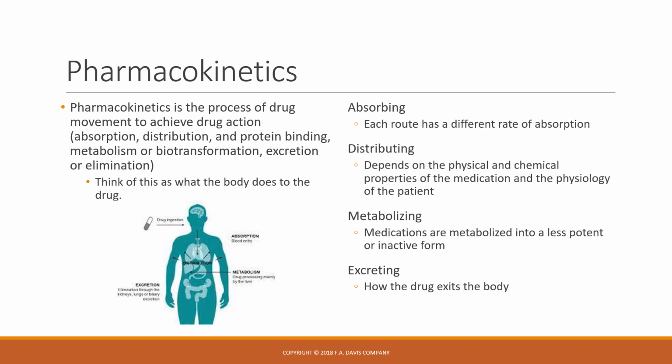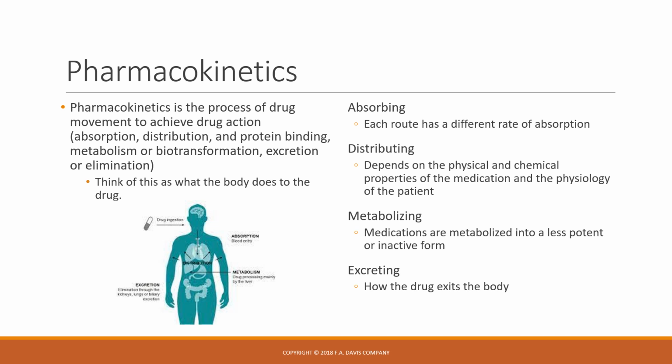Pharmacokinetics is the process of drug movement to achieve drug action. There are four processes included in pharmacokinetics. These include absorption, distribution, metabolism, and excretion. Again, think about what the body does to the drug when you think of pharmacokinetics.